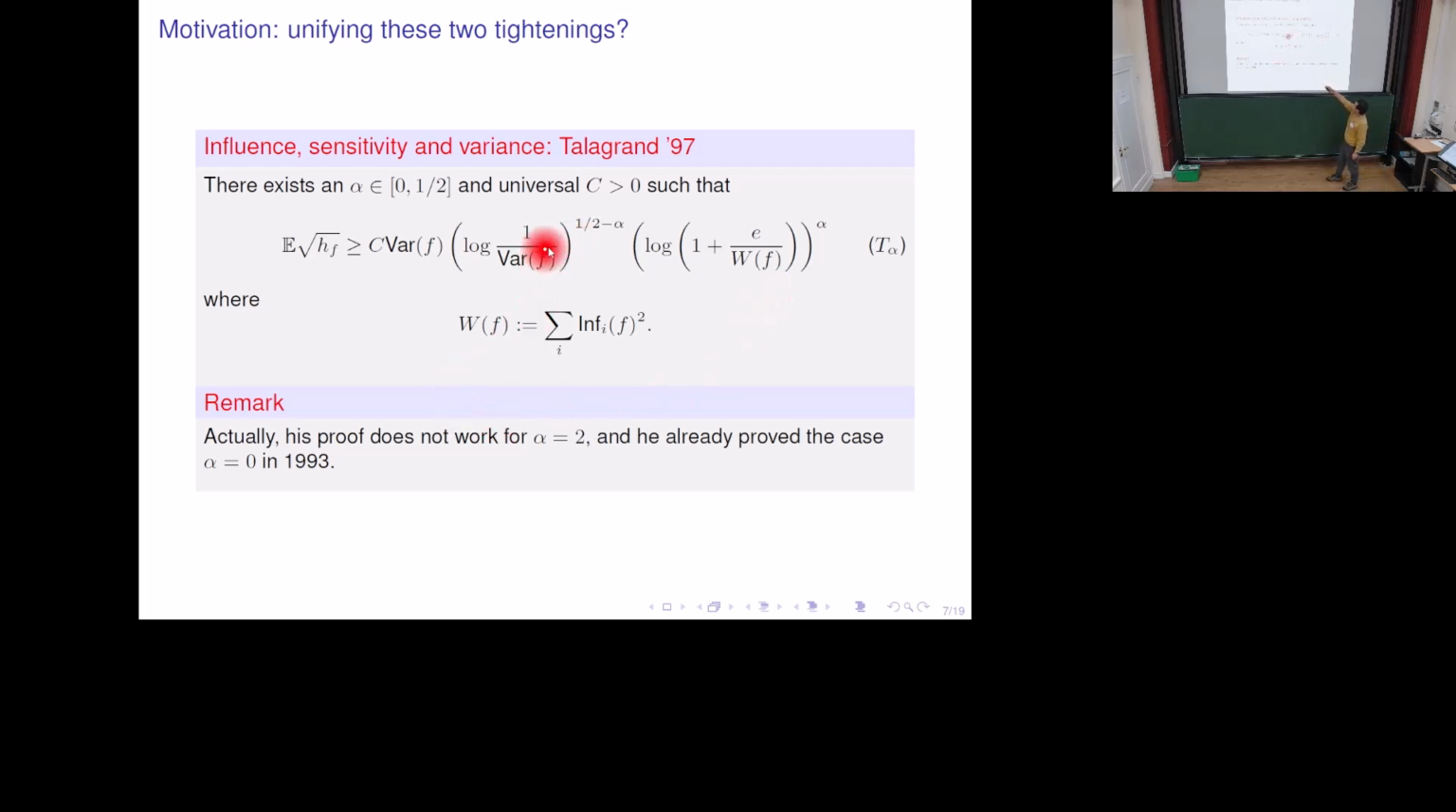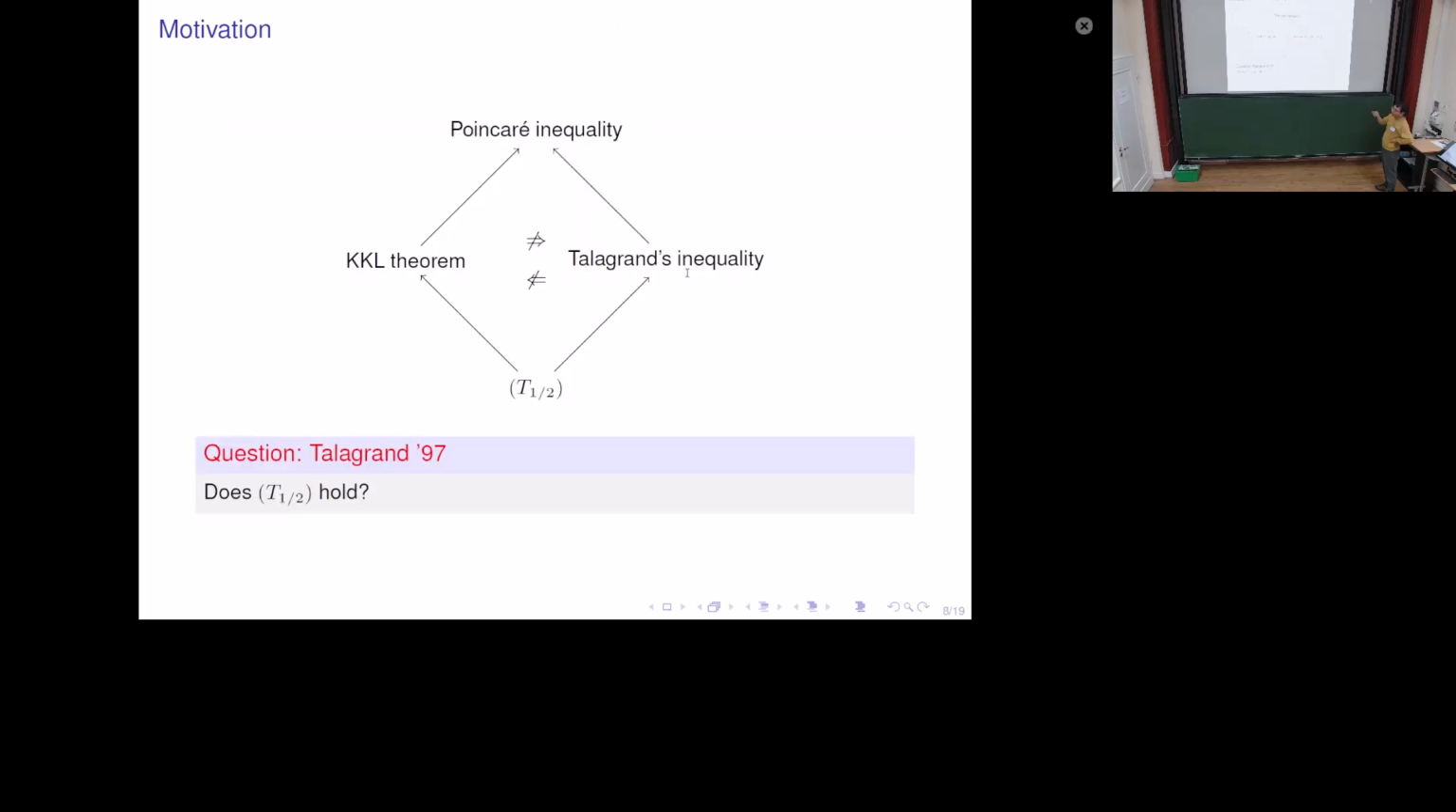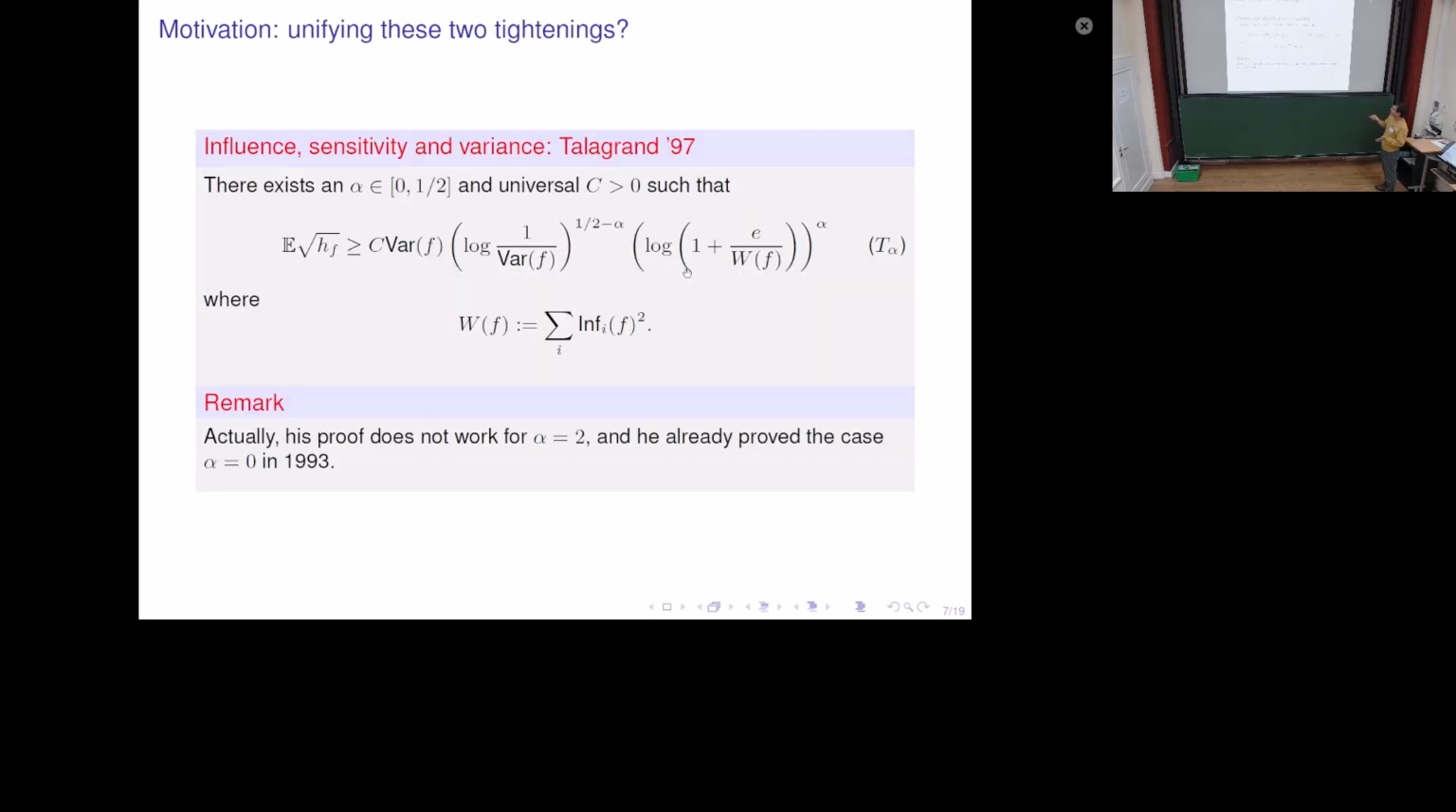Let me address it. If you have alpha being 1/2, then this term of logarithm of 1 over variance disappears. You have only this term in terms of this W. So the inequality looks nicer. Also, since this is essentially some geometric mean of these two terms, if you could prove this for alpha being 0 and 1, alpha being 1/2, then you actually prove it for any alpha in between. So the larger this alpha is, the stronger the result becomes.